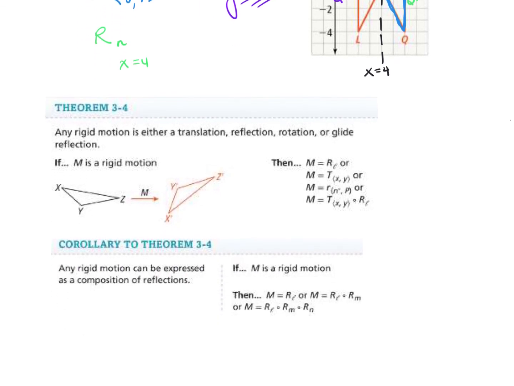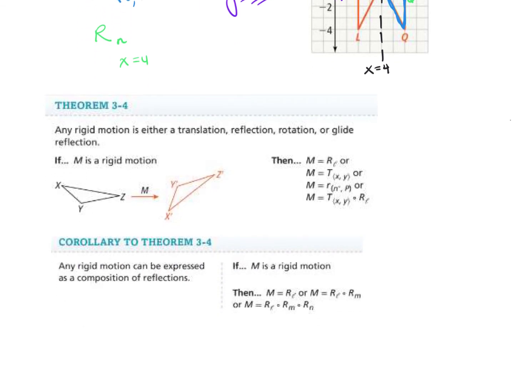Okay, so we have just a couple theorems to quickly run through. This might be a little blurry on your packet, so if you can't read something in your packet, look here. It might be a little more clear to write it in. We have a theorem that says any rigid motion is either a translation, a reflection, a rotation, or a glide reflection. So we've got four rigid motions that we've learned about. If transformation M is a rigid motion, if it's any of those, then all of these things are true.